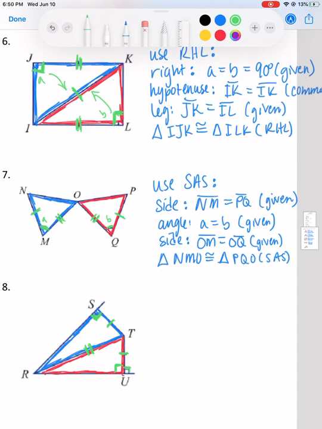Whenever I have right angles, my go-to is to see if I can do right hypotenuse leg. So I have my right angles here. This one I'll have to deduce because it wasn't there before. And I have my hypotenuses right here. They're opposite the right angles. They're also the longest side. And my legs are just any of the other two sides. So we have a condition where you can use right hypotenuse leg.